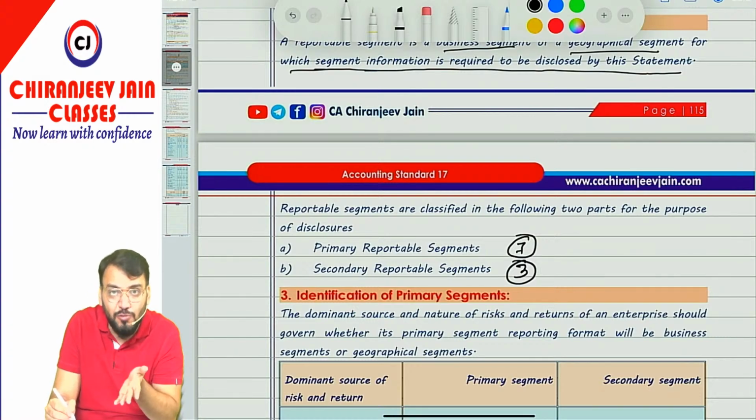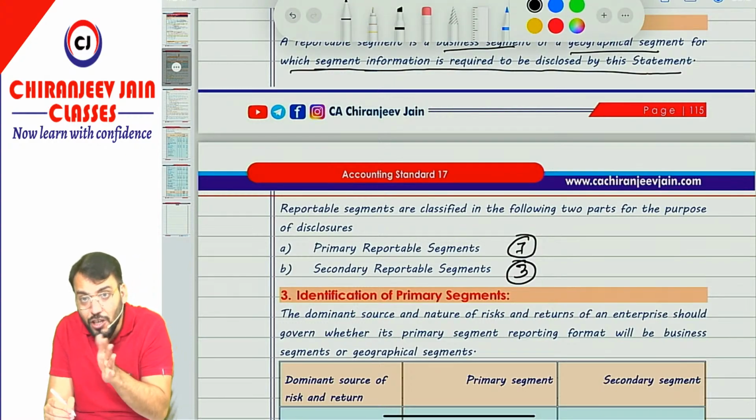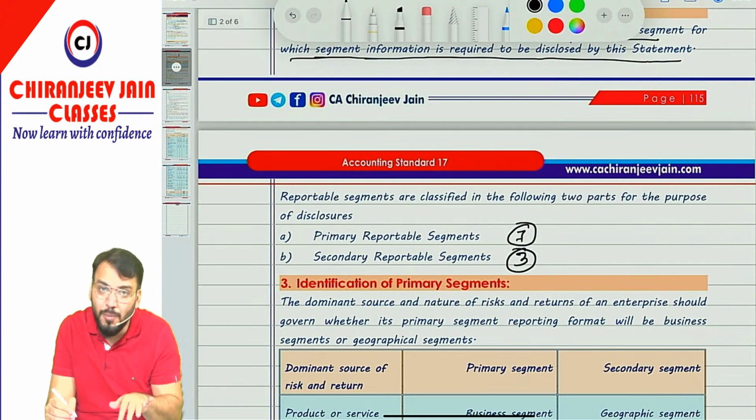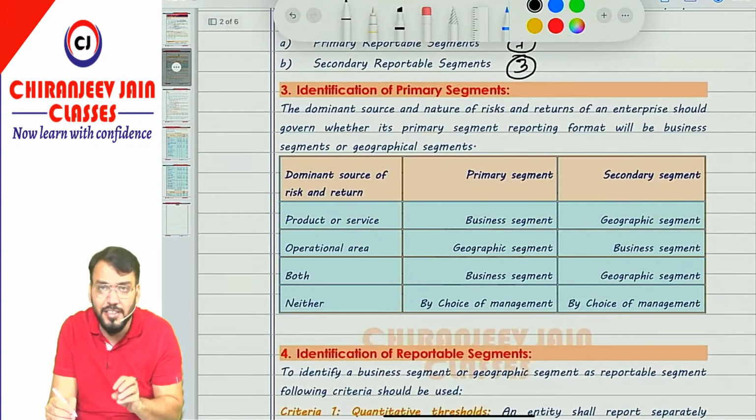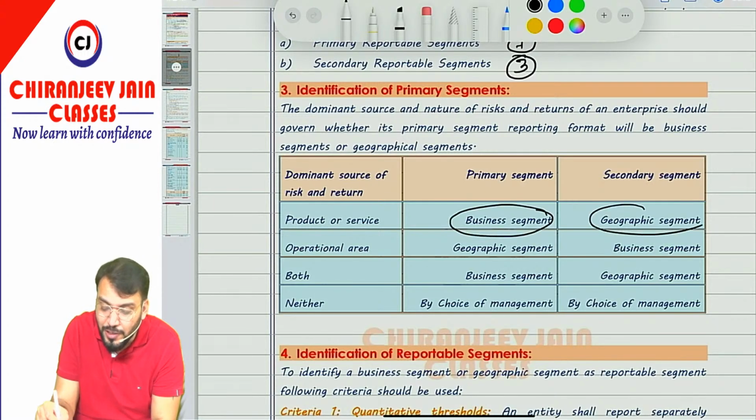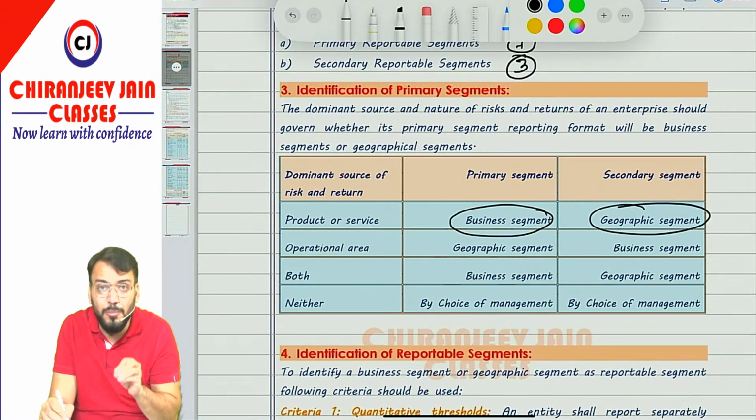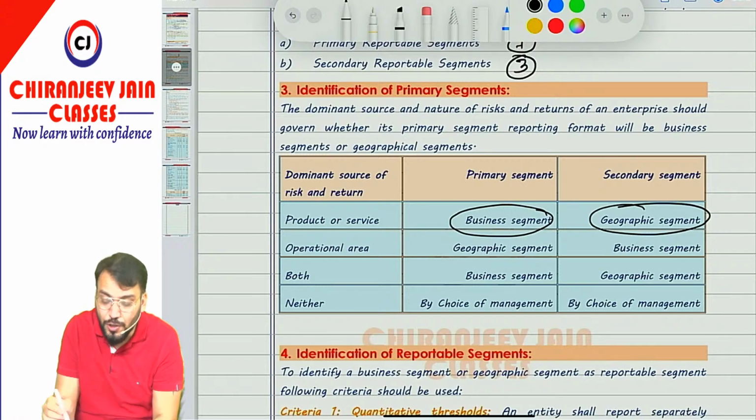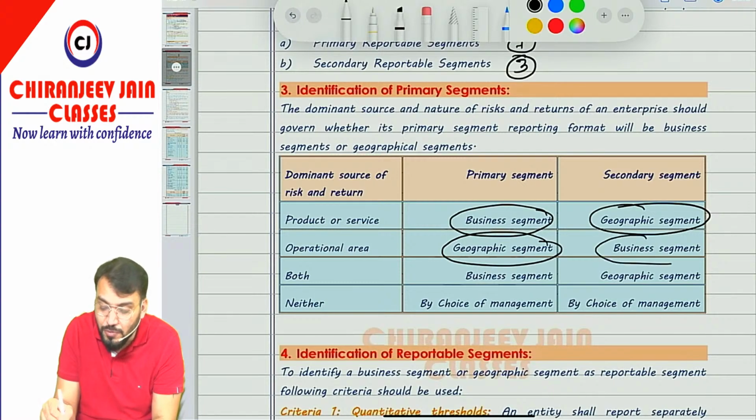So either business will be primary or geographical will be primary depending upon the information given in the question. What AS17 says is that if the predominant source of risk and return is product, then business will become primary and geographical will become secondary. But if the predominant source of risk and return is location or class of customer, then geographical will become primary and business will become secondary.